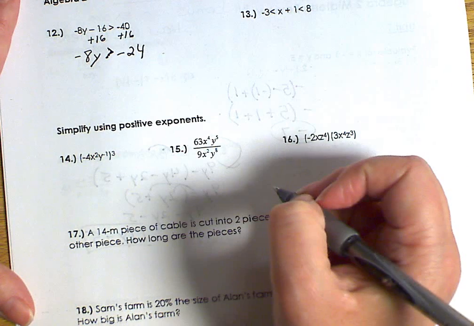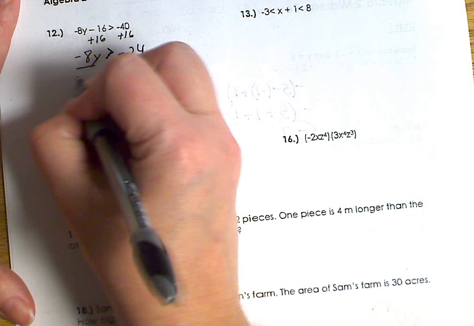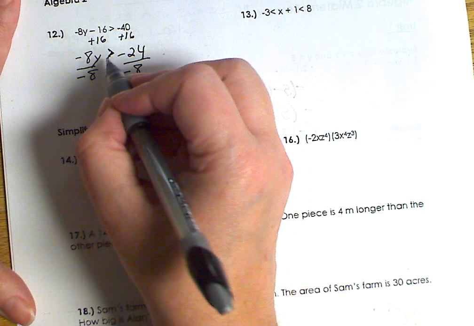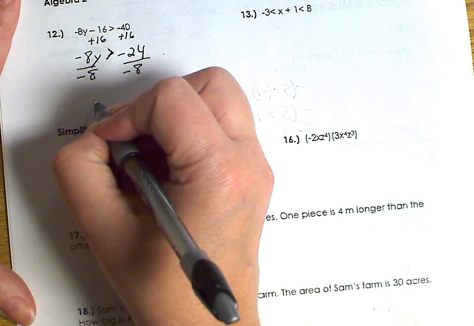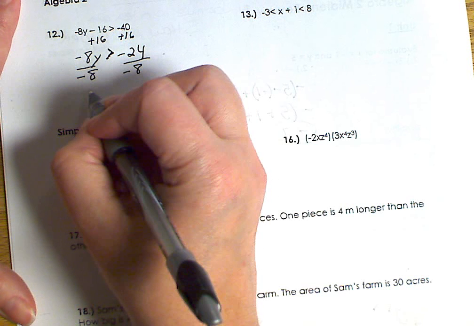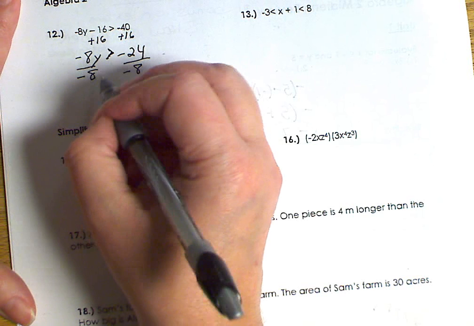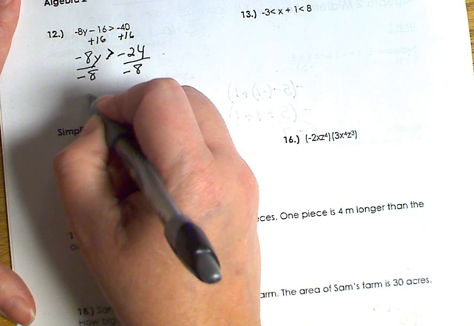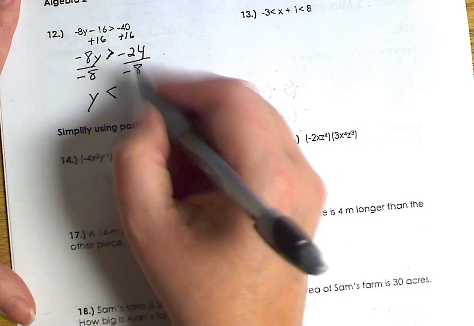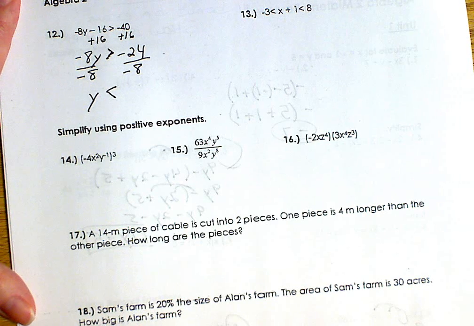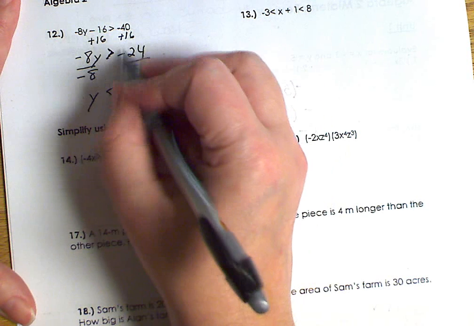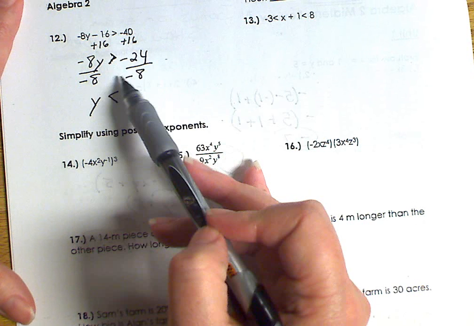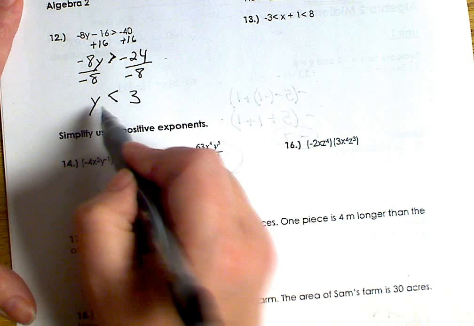And I have to then divide by a negative 8. Anytime you divide or multiply by a negative, you have to flip that sign. Dividing and multiplying actually is the same thing, because I could have multiplied by 1 over 8. So it is going to be y, flipping my sign, is less than a positive 3, because negative and negative. Because negative 40 plus 16 is a negative 24.